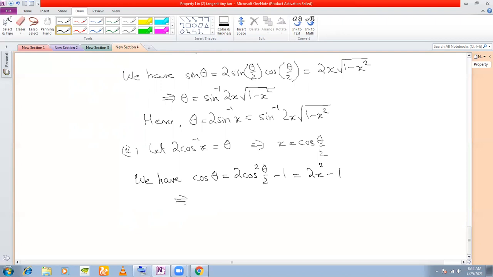So that means what do you get for theta? Theta you get cos inverse 2x square minus 1. Hence, the second part of the proof is also done. Hence, theta is equal to 2 cos inverse x, and we finished at cos inverse 2x square minus 1. So this is also done.